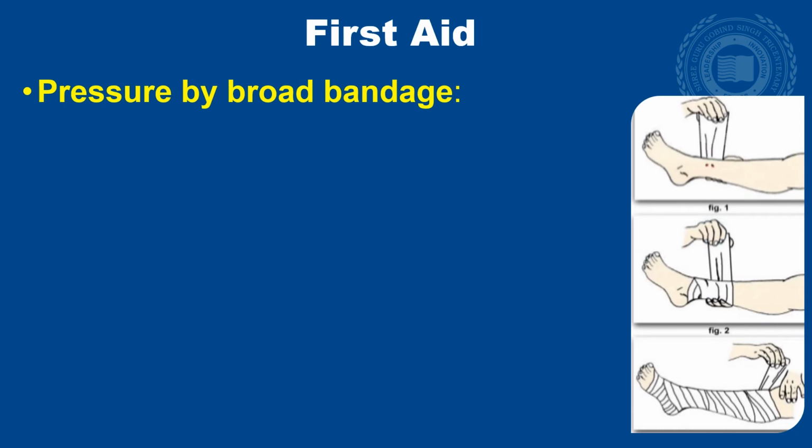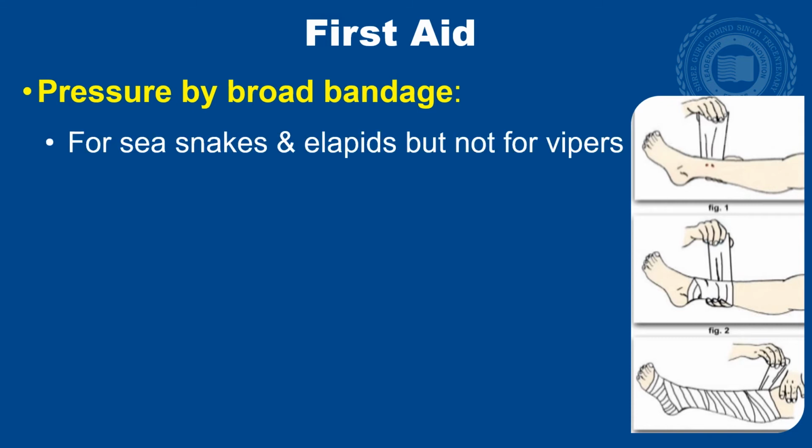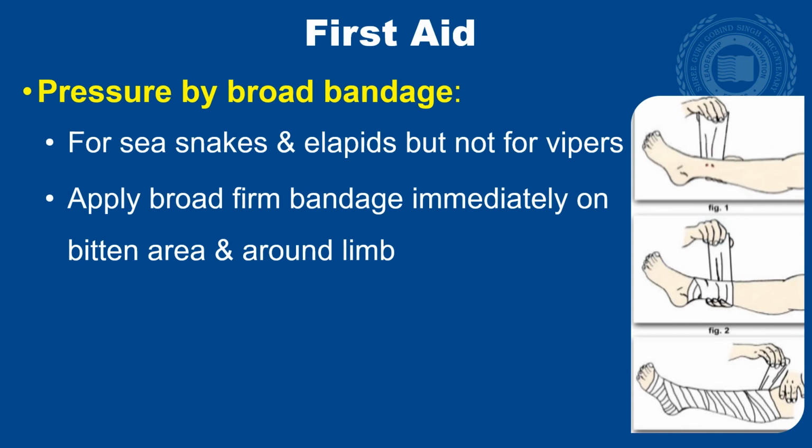The next point in first aid is pressure by broad bandage. Pressure is applied using a broad bandage. Just see the photograph. Why? So that the flow or spread of venom is stopped, arrested. This is done usually for sea snakes and elapids. Elapids, we studied in the last class, are cobra and krait. But not for vipers, because in vipers if we apply a pressure bandage it may cause necrosis, as viper bites mostly cause necrosis of the wound. So it is used in sea snake and elapid bites.